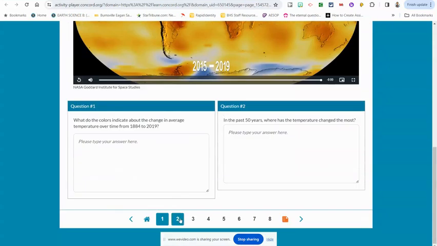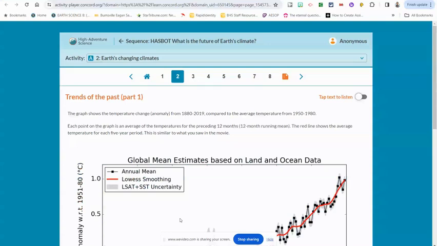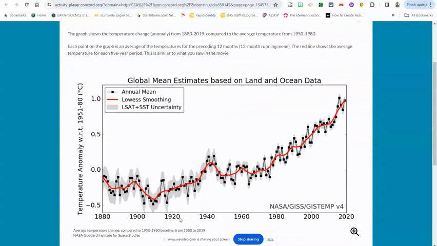Okay, let's go to page 2. This graph shows the temperature change from 1880 to 2019 compared to the average temperature of 1950 to 1980. So they said, okay, 1950 to 1980, we're going to call that average. That's this area right here. Can you see on the y-axis where that's pretty much the zero range? Negative numbers were colder than that 1950 to 1980 average, and going up here, positive numbers are warmer than that.